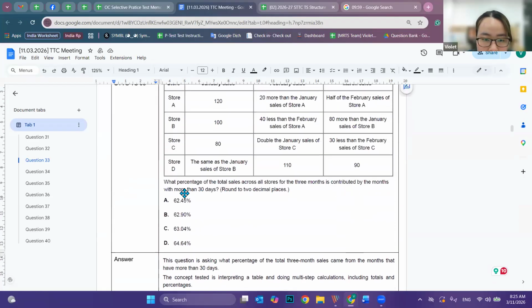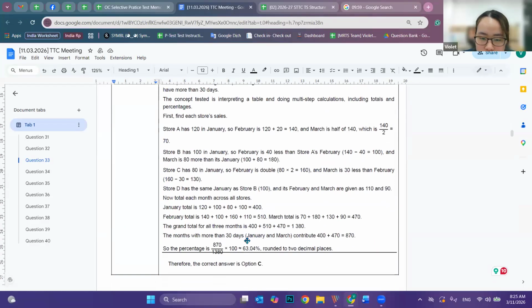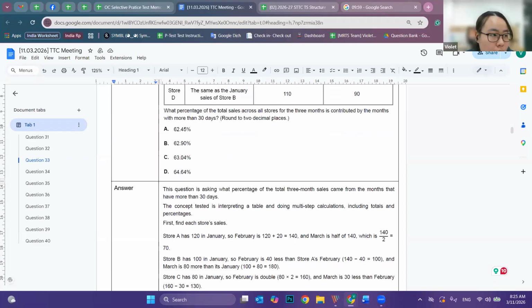And now it asks for the months with more than 30 days. January and March have more than 30 days, so the total will be 870. The percentage would be 870 divided by 1,380 times 100. So it would give us 63.04. So option C is the correct answer.